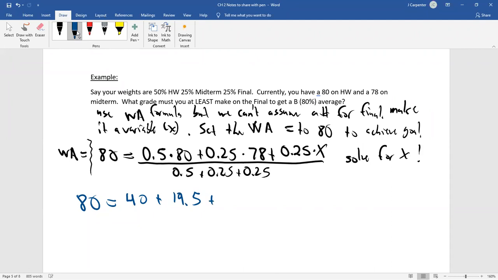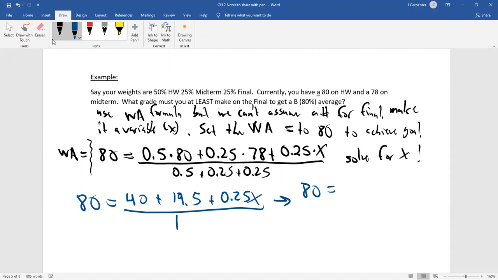Plus the 0.25 times x stays that. You don't actually get to multiply that out because it's got a variable in it. Then divided by 0.5 plus 0.25 plus 0.25, which is 1. This is another reason I did this problem this way. With this particular setup, it is a lot easier if you make the percentage weights decimals instead of percents, because otherwise this would be 100%, and you would have to multiply both sides by 100 to clear that fraction. Dividing by 1 is literally just don't write it.